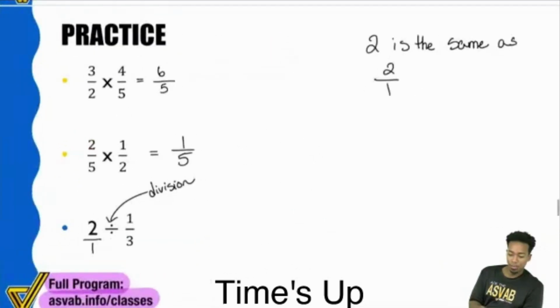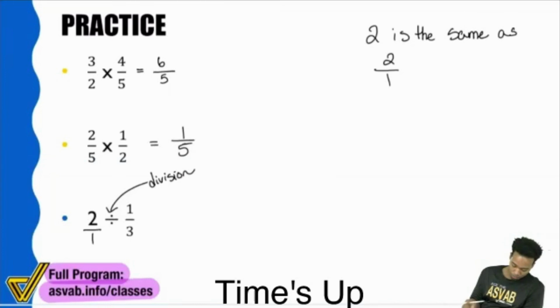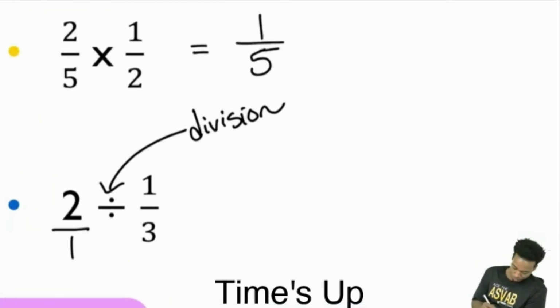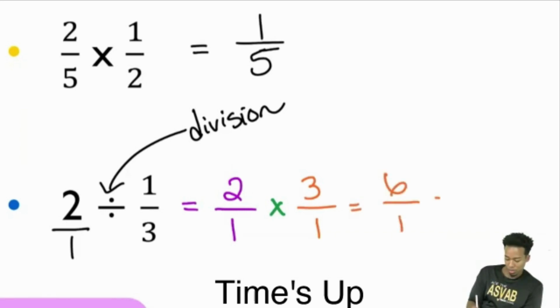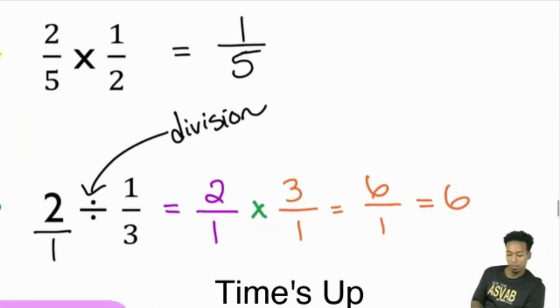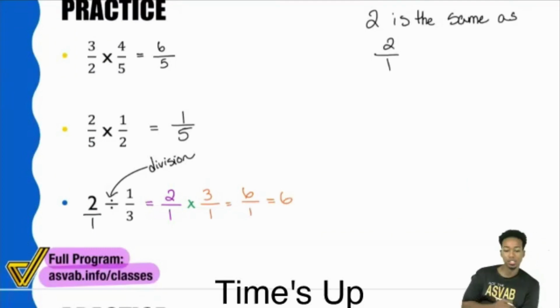Then after that, what we end up having for the next one here, we have division. So keep, change, flip. So I'll at least show you what that looks like. Keep, change, flip. And then from there, what happens is you get 2 times 3, which is 6/1, and that is 6. So we end up having our answers as 6/5, 1/5, and 6.